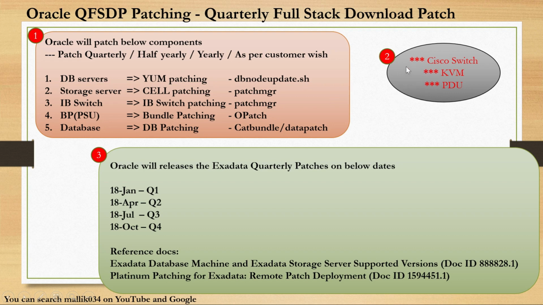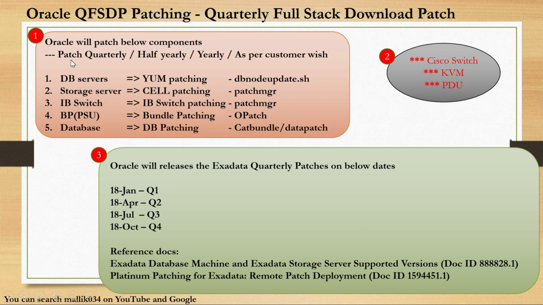So the next question comes, how about Cisco Switch and KVM and PDU? These are components that are rarely patched. We will patch these Cisco Switch, KVM and PDU, but it is not on a quarterly, half yearly or yearly basis. We patch them on demand, whenever there is an issue or major release. Then Oracle will patch, or with the coordination with the Cisco Switch, the customer can patch. This is a special category, so we will not consider it for any of the platinum patching.